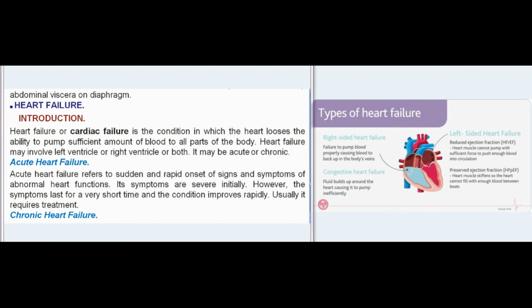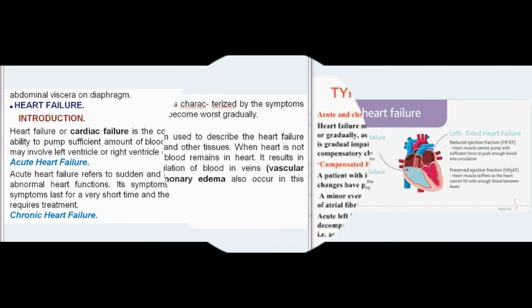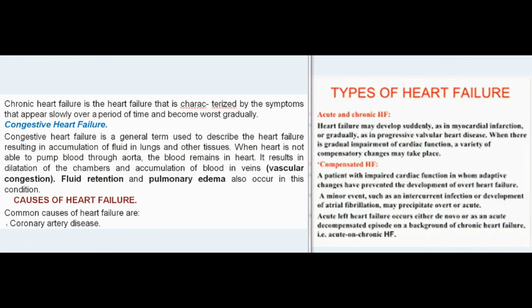Acute heart failure. Acute heart failure refers to sudden and rapid onset of signs and symptoms of abnormal heart functions. Its symptoms are severe initially. However, the symptoms last for a very short time and the condition improves rapidly. Usually it requires treatment. Chronic heart failure. Chronic heart failure is the heart failure that is characterized by the symptoms that appear slowly over a period of time and become worse gradually.